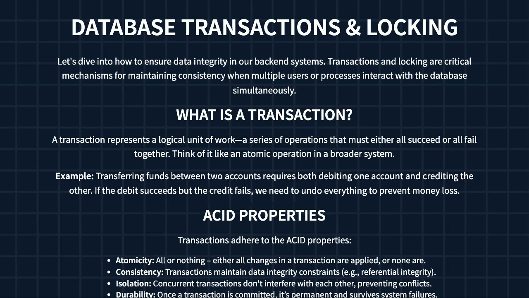Okay, let's talk about keeping our data safe when multiple users are accessing it at once. We're looking at database transactions and locking. Think of them like a set of instructions that either all get completed or none of them do. It's like an atomic operation: everything or nothing. These transactions adhere to something called ACID properties: atomicity, consistency, isolation, and durability. Atomicity means all parts succeed together, consistency keeps our rules intact, isolation makes sure concurrent operations don't mess things up, and durability ensures our changes stick around.